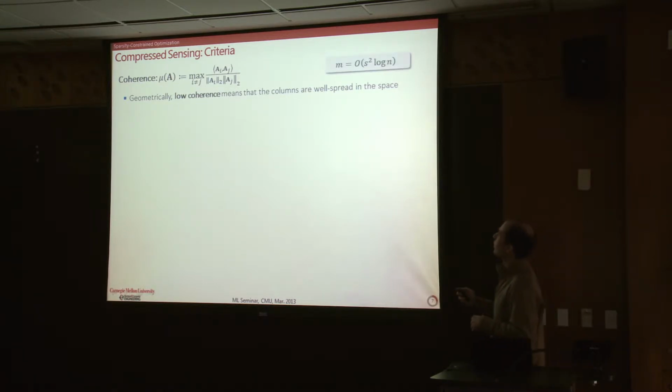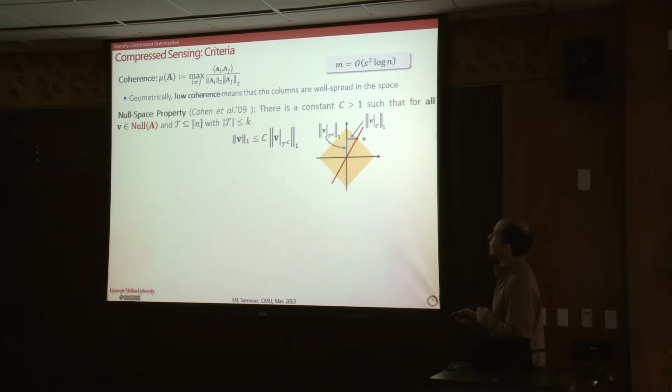But there's a problem with this, and that's the requirement on the number of measurements. If the signal that you want to estimate is S sparse and you are estimating in an n-dimensional space, then the number of measurements that you need is in the order of S squared log n if you use coherence for your analysis.